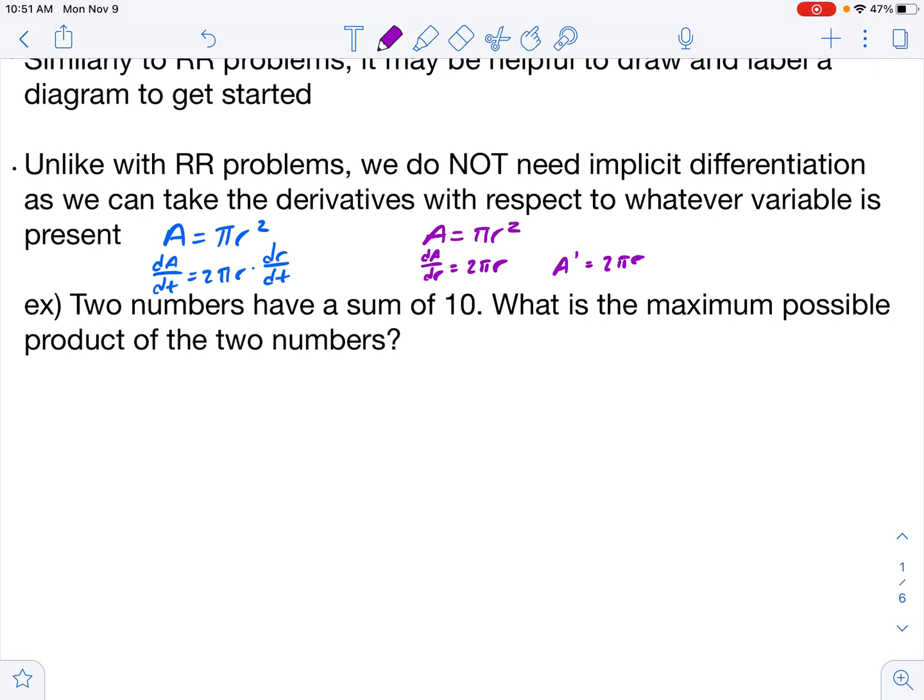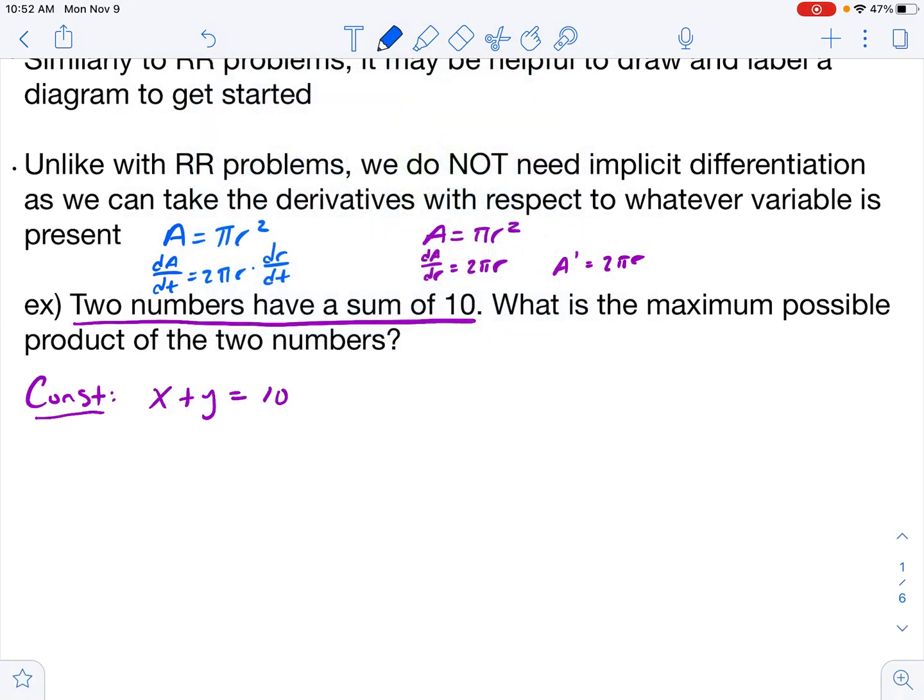So look, the constraint equation is going to be equal to some number, in this case 10. We need an equation that represents two numbers adding to 10. We can pick whatever letters we want. I'm going to use x and y for our two numbers. So the constraint here is that x plus y, these two numbers, have to add up to 10.